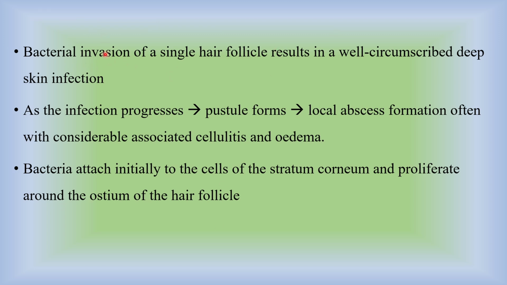Whenever there is bacterial invasion of a single hair follicle, it results in a circumscribed deep skin infection. Now, when this infection progresses, a pustule is formed, which is filled with pus and leads to the formation of a local abscess with considerable associated cellulitis and edema. Bacteria initially attach to the cells of the stratum corneum, which is the superficial layer, and then proliferate around the ostium of the hair follicle. So it starts from the top layer, the stratum corneum, and goes deep down into the epidermis, into the dermis, where the hair follicle ostium lies.